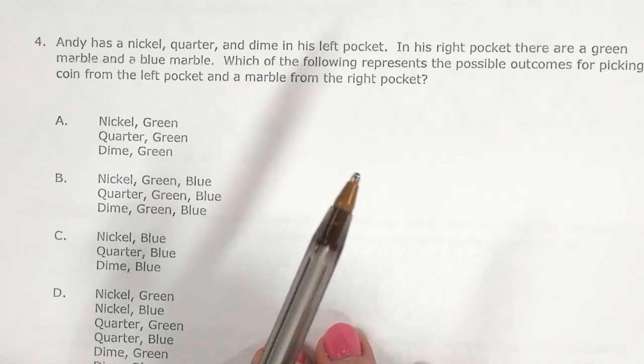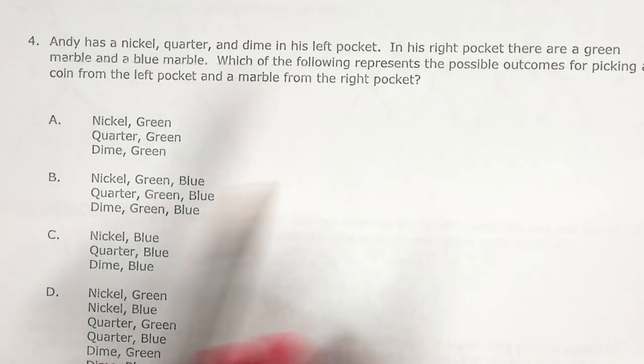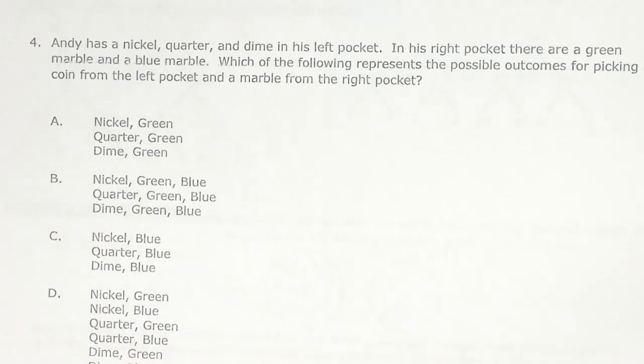Look at number 4 on your practice. It says Andy has a nickel, quarter, and dime in his left pocket. In his right pocket, there are a green and a blue marble. Which of the following represents the possible outcomes for picking a coin from the left and a marble from the right? So if he picks one coin from the left and one marble from the right, what are the possibilities?